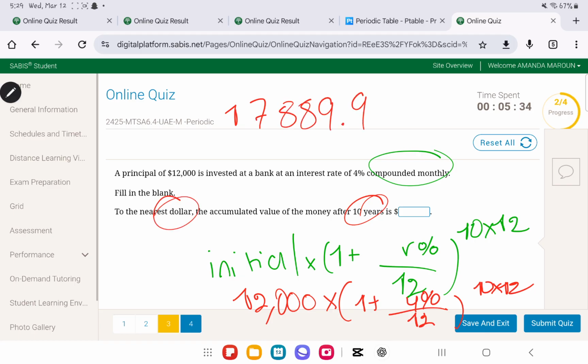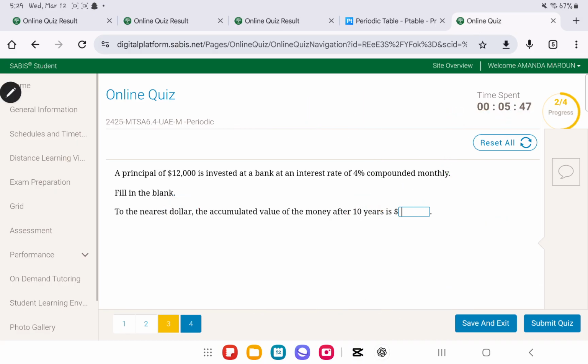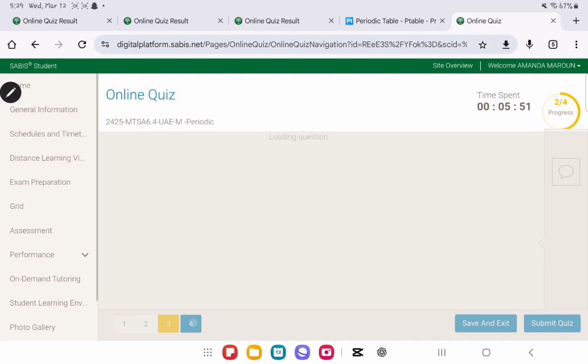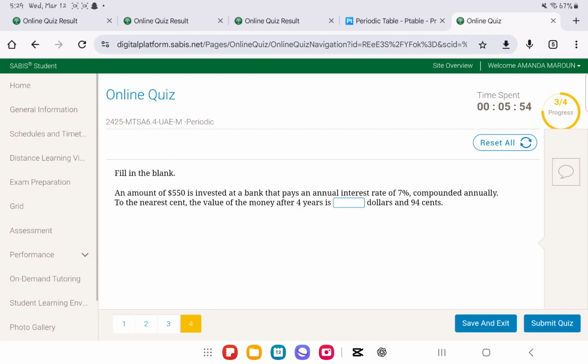They want it to the nearest dollar, so you are going to round it. It becomes 17890. So our answer is 17890. We move on to question number 4.